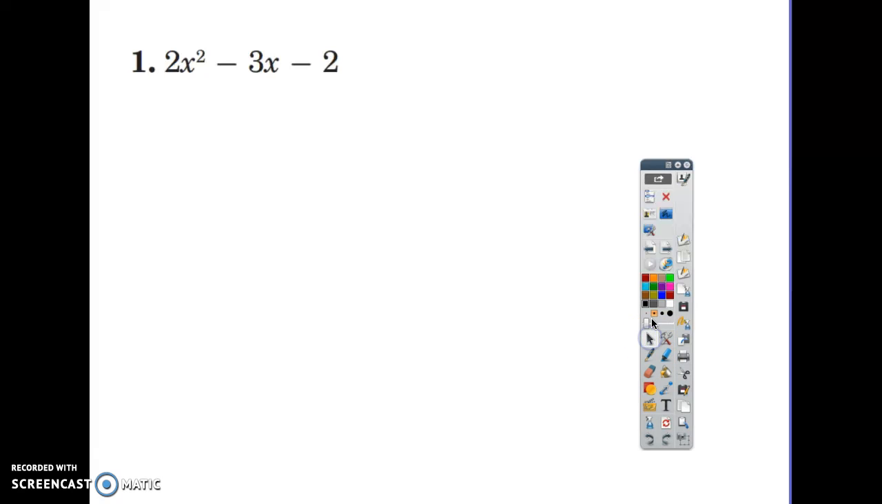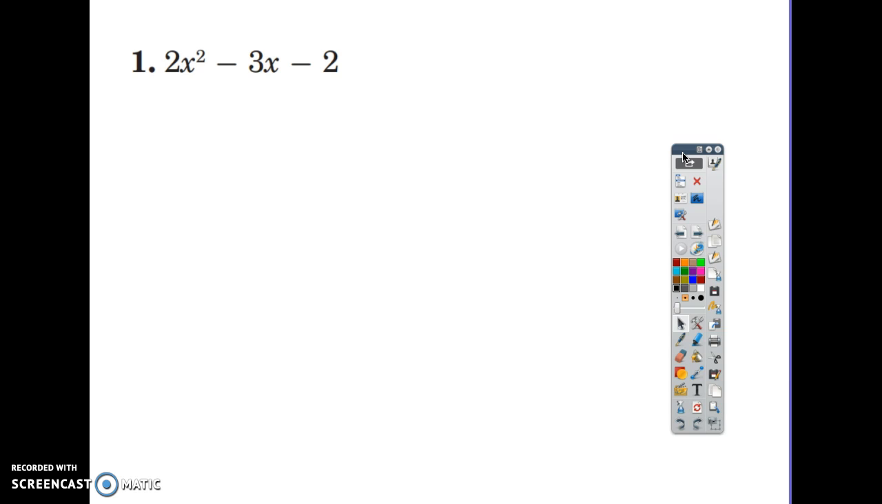Okay, so why do you think that these problems are different than the problems we did yesterday? Look at the whole page. They all have a number in the front. They all have a coefficient greater than 1. Okay? So that's the difference between today's work and yesterday's work.